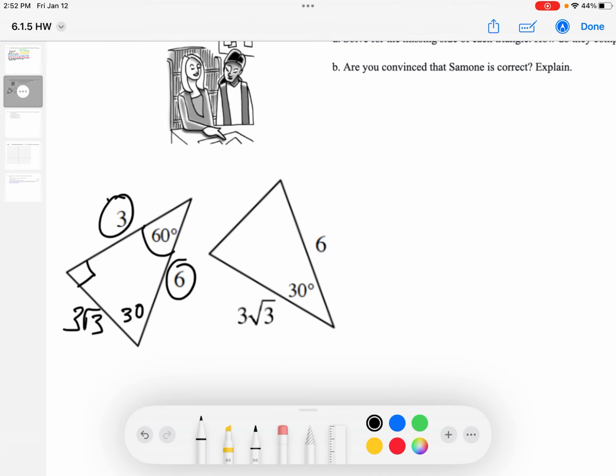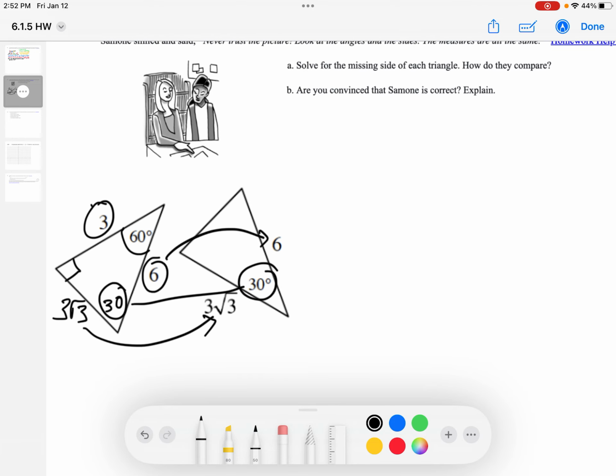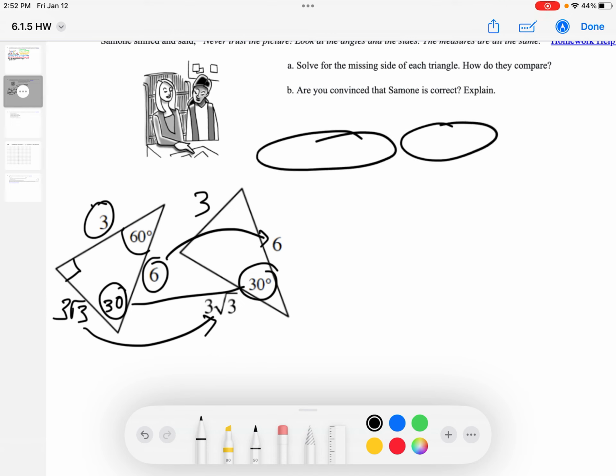Is that enough to know that these two triangles are similar? Well, let's see, these two sides have a side ratio of 1. These two sides have a side ratio of 1, and these two angles are congruent. So, yes, because we know all of those things match, we know that this side is also going to be 3. We could even make a little flowchart proof.